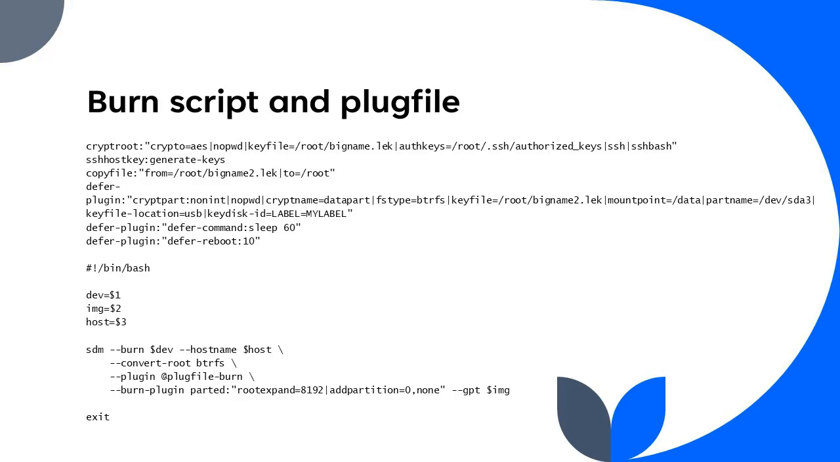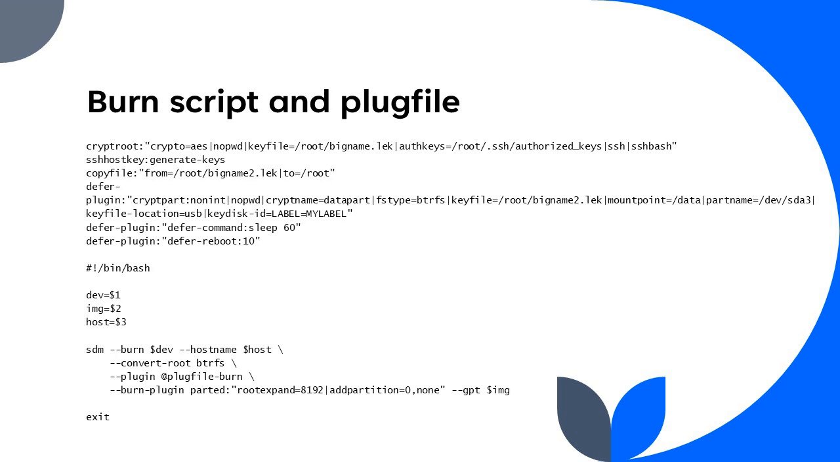Here's the script and the plugins that we'll use for burning the disk. I want to call your attention to a couple points. We'll burn the rootfs with the BTRFS file system. After the bootfs and rootfs partitions are copied, we'll run the plugins specified in the plug file burn file.